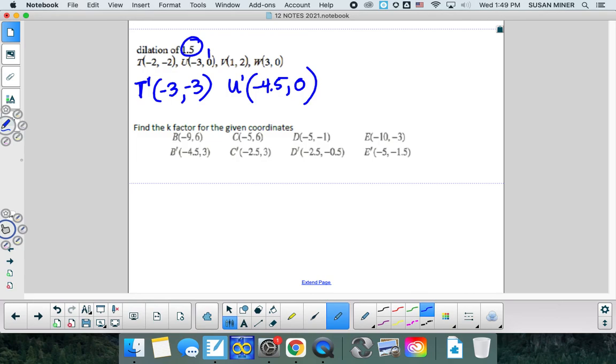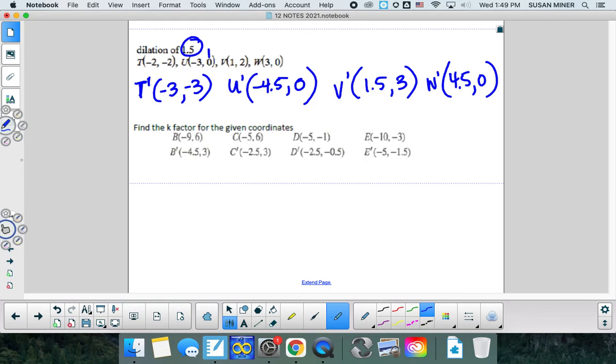So go through, you can dilate the last couple of these on your own if you want to pause the video. If you pause the video and you're coming back, then V prime would be at 1.5 and 3, and W prime would be at 4.5, 0. So there we go. Remember, we're just taking our scale factor and timesing it by the coordinates. If I'm not on a graph, if I just have the coordinates, we just go through and times all of the coordinates by the scale factor.